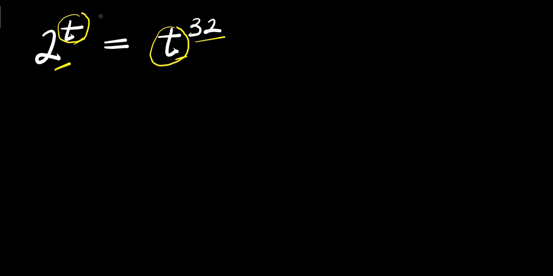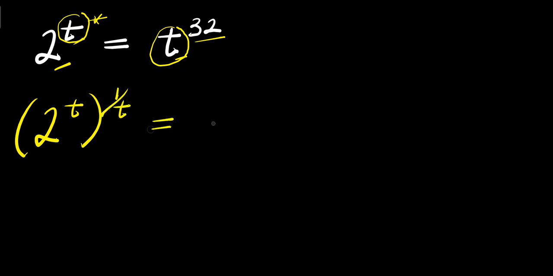So let's start by eliminating this variable here. For us to eliminate this, we multiply this exponent by 1 over t. I have 2 power t raised to the power of 1 over t equals t power 32, and this is raised to the power of 1 over t.